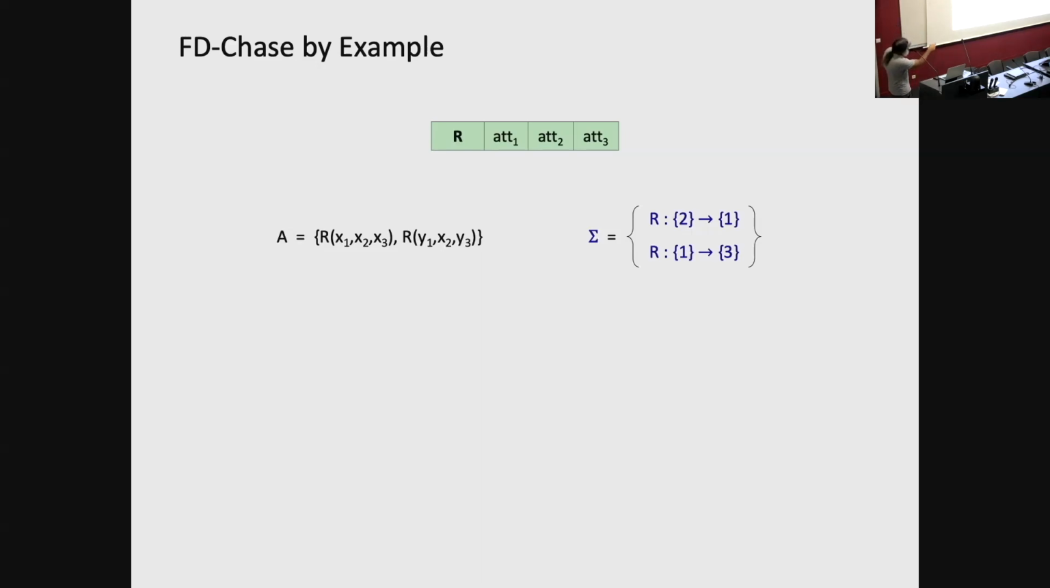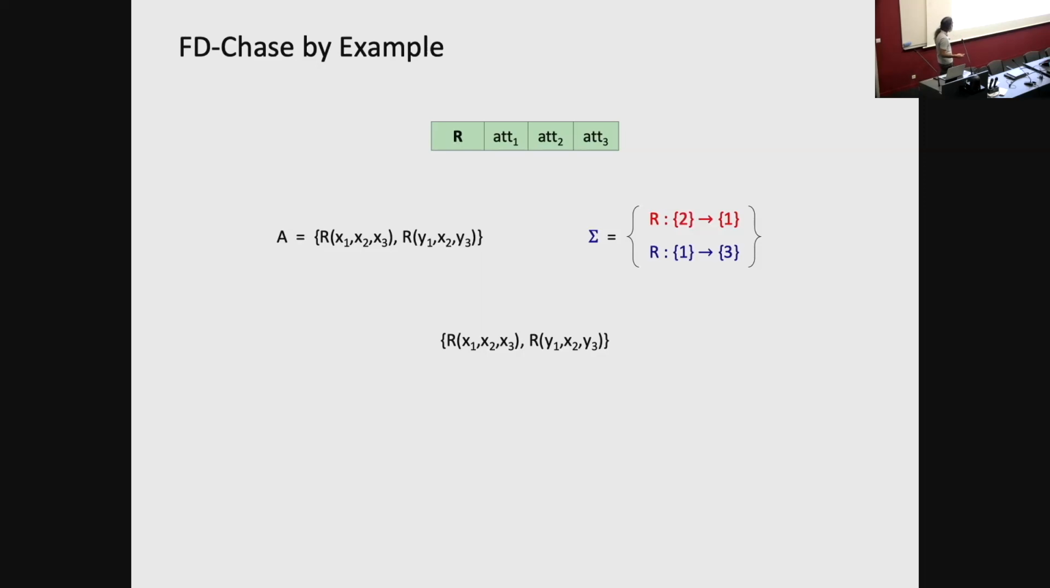So let's assume that we have this set of atoms and this set of functional dependencies. What the chase will do is the following. We start from the given set of atoms, and we see that the first functional dependency is violated. And why is that? Because we have the same variable in the second position, 2, but at the first position, we have a different variable. So this violates the functional dependency. And then the chase will do what? I guess you can imagine what the chase will do.